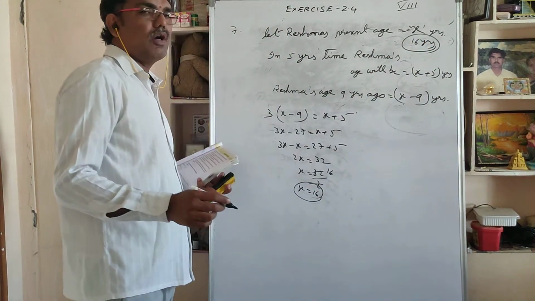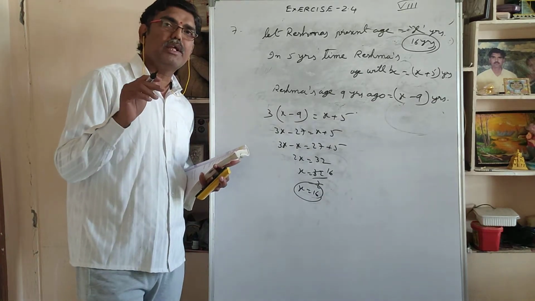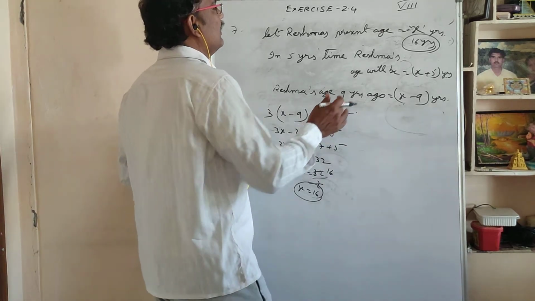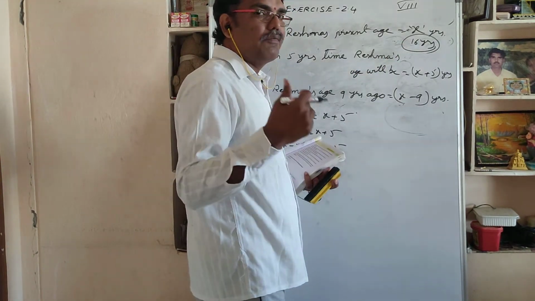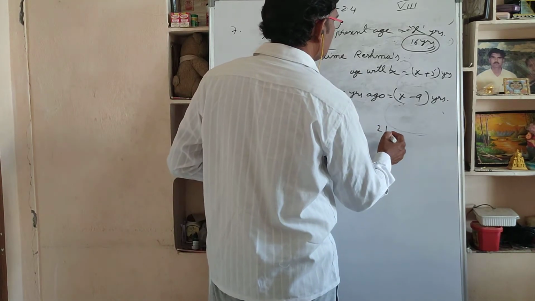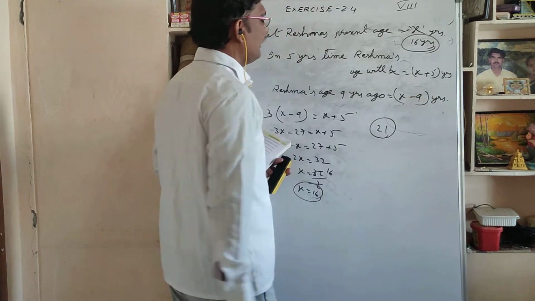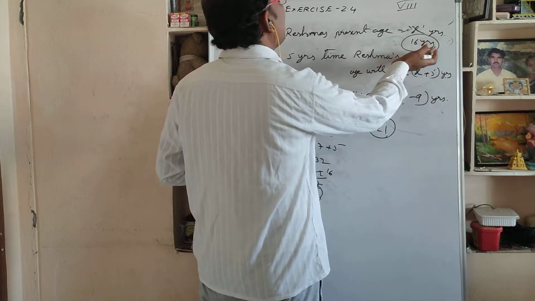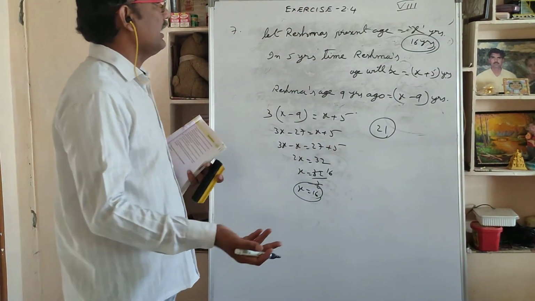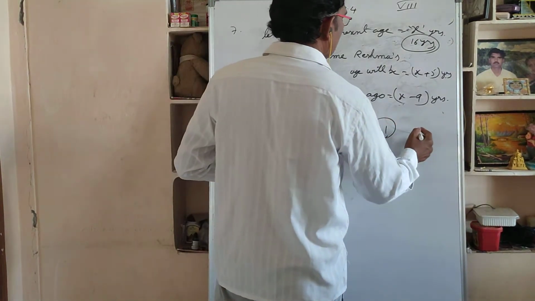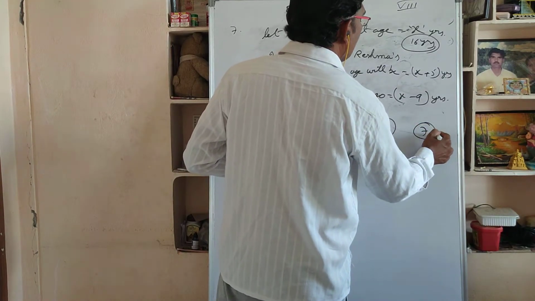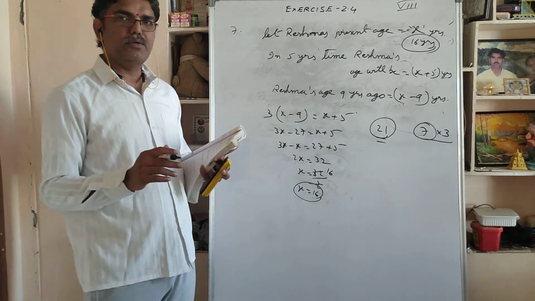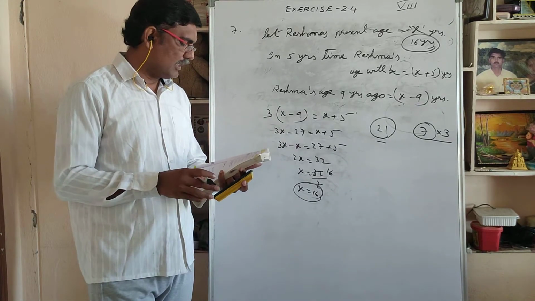Whether it is correct or not, you can check at that time only, when you are writing the examination. How do you have to check? Now the present age is 16 years. After 5 years, how much age will she become? 16 plus 5, 21. Next, now 16 years; 9 years ago, it is 7 years. If you multiply this with 3, are you getting 21 or not? 3 times the age, 3 into 7. Okay, you got it like this.